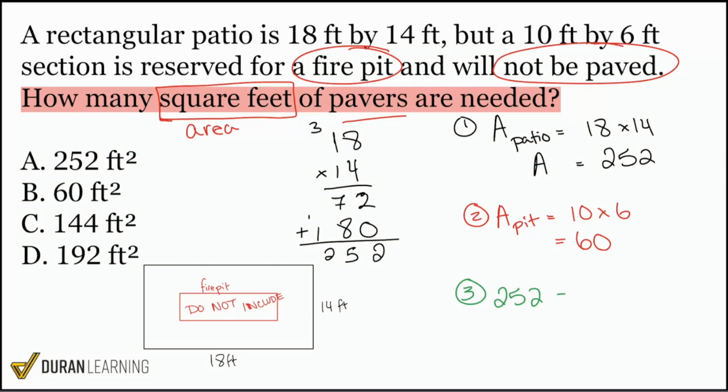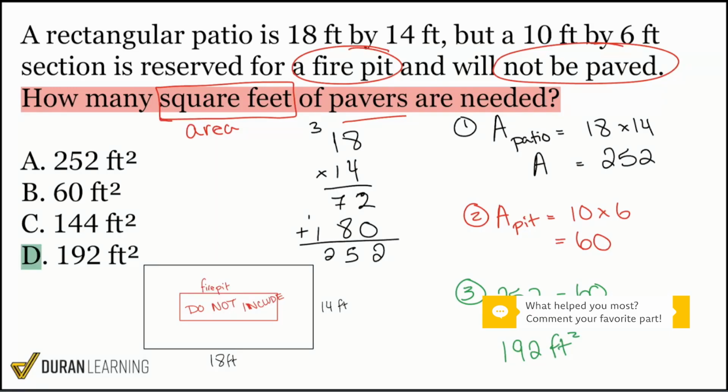252 minus 60 gives us 192 square feet. And that's what makes the correct answer here. Answer choice D. And there we go. All good.